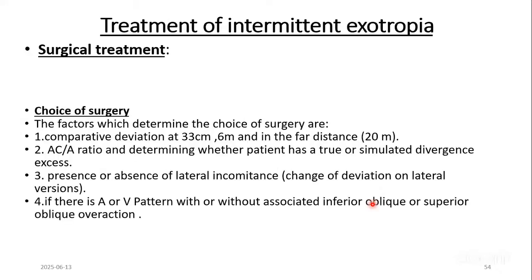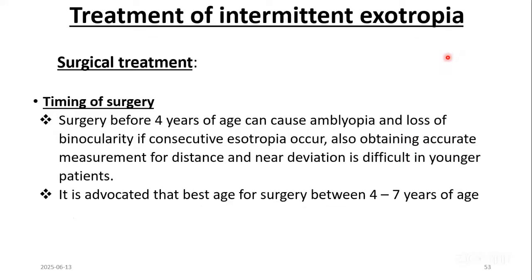Okay. So even in Duane's and intermittent exotropia, they say wait. In Duane's also they say wait till 7 years, then decide on the surgery after 7 years. So the principle is the same. The thought is the same, that we want to have full fusion. After that, we want to check.